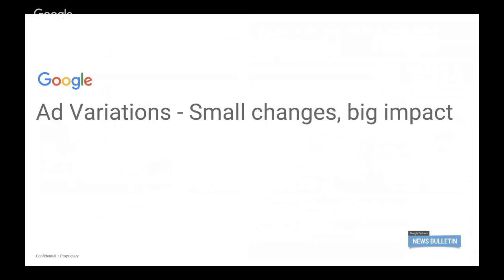So a real product update is the Ad Variations tool, which is a great example of how you can make small changes in AdWords with a really big impact. This feature was launched internationally in May 2018, so it's a relatively new feature, and I think it's cool to deep dive a little because it has some really cool features.